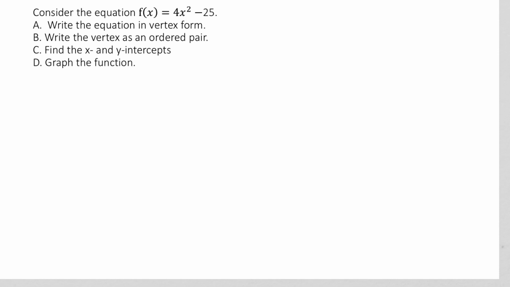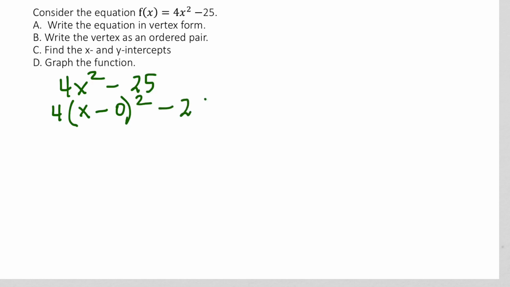So I want to write that equation in vertex form. Okay, so in a way that's kind of a trick question because we don't really need to complete the square because there's not an x to the first power term. So you can think about it as 4 times x minus 0 squared minus 25 if you like. But really, when you don't have an x term, there's not really an alternate form of the equation.